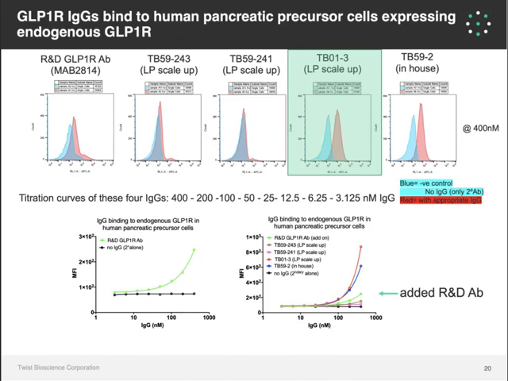We also took this antibody, the TV01-3 antibody, and showed that it bound to human precursor cells that endogenously express the GLP-1 receptors. So again, much like the functional assays I showed before that just use the native sequence, here again, we're showing that these antibodies can bind the native sequence of GLP-1 receptor expressed at a much lower level in these precursor cells that endogenously express GLP-1 receptor.